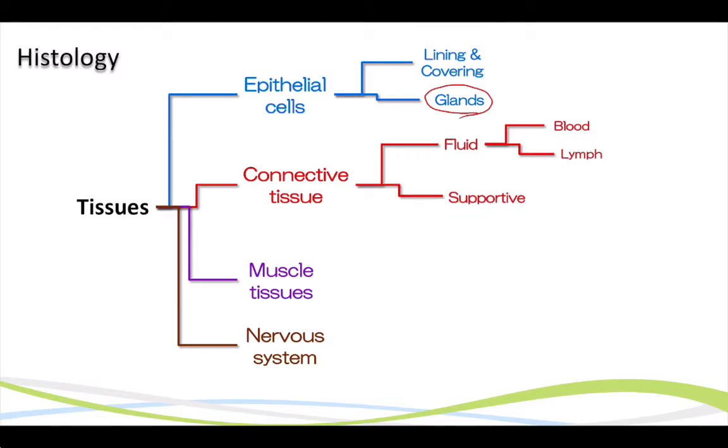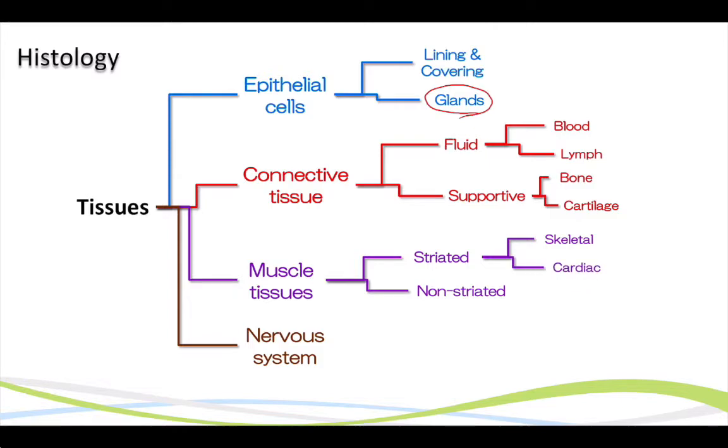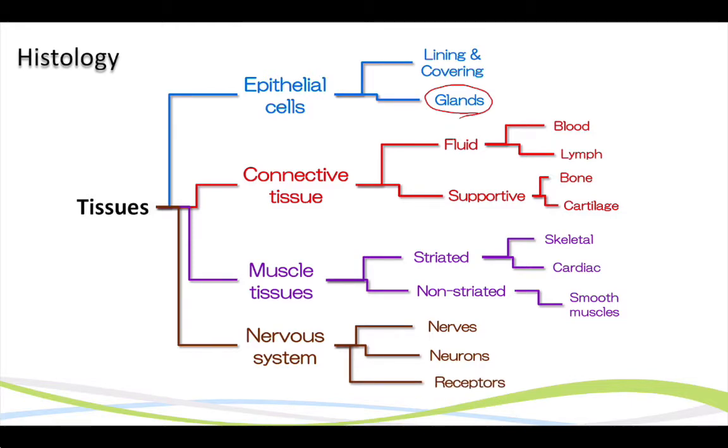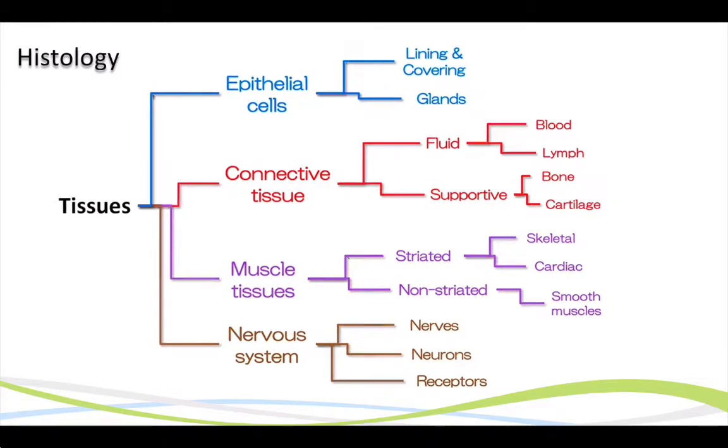When we talk about connective tissue, we can divide it based on its fluid, like the blood and the lymph, or its supportive types, which are the bone and the cartilages inside our body. The muscle tissue, based on its appearance under the microscope, can be divided into striated and non-striated. Striated will be skeletal and cardiac muscles, because we can see those lines. Striated means having lines, and if they do not have lines, they are smooth muscles, for example. We'll explain them a little bit more. Also the nervous system is based on nerves, neurons, and receptors. Maybe you ask what the difference between nerve and neuron is. I will explain them a little bit more in this introduction.